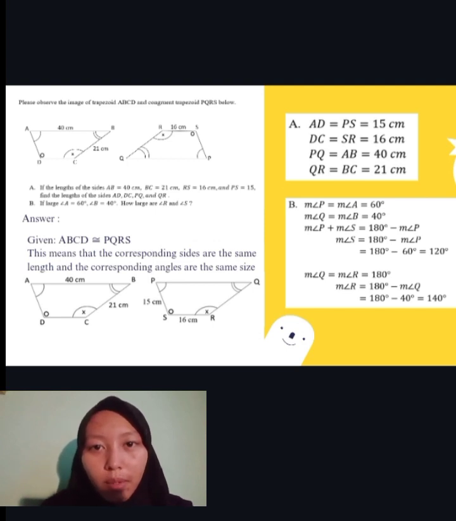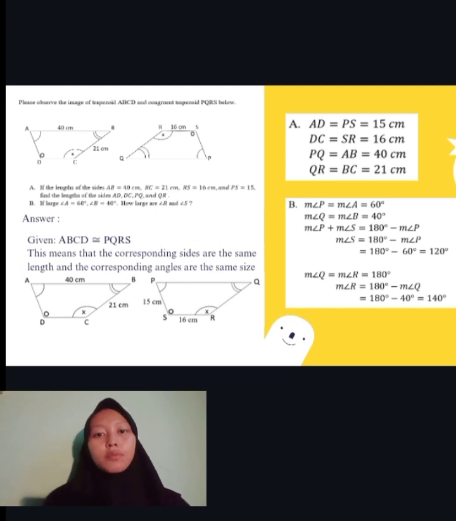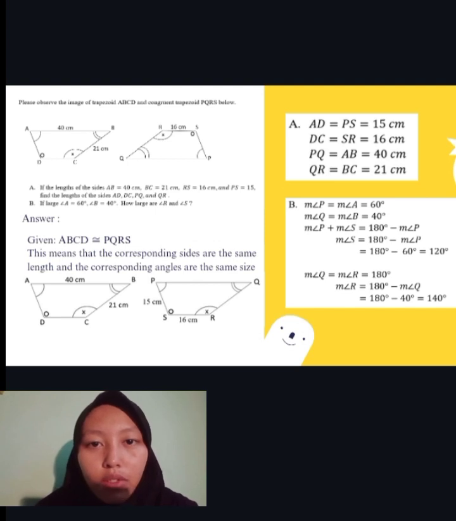So if we look at the trapezoids ABCD and PQRS, to make it easier, for the trapezoid PQRS we change its position so that it corresponds to trapezoid ABCD. So if the PQRS trapezoid is in accordance with the ABCD trapezoid, we can answer questions A and B. In question A, what is being asked is the side lengths AD, DC, PQ, and QR.